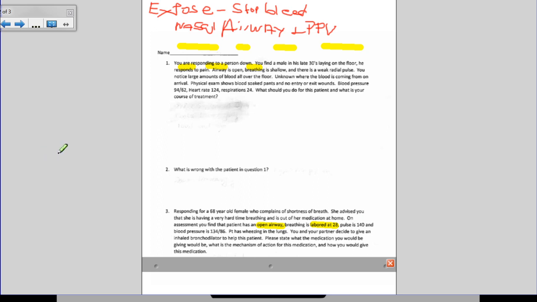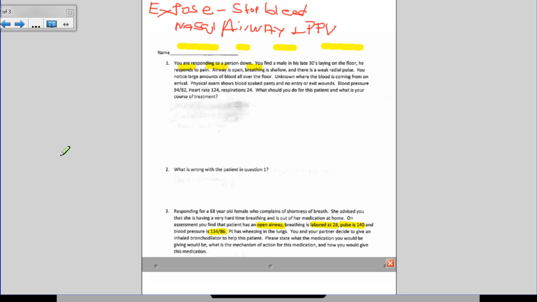We're higher than average. We're at 28, but this patient's not in failure. Pulse rate a little high at 140. And we get a blood pressure of 134/86. So patient's still perfusing quite well. Even with this high pulse rate, this patient still has good cardiac output. Not hypoperfusion. Okay? Labored at 28 and pulse at 140.